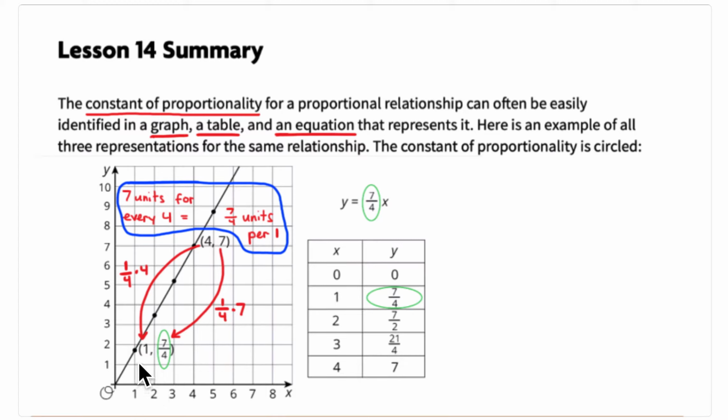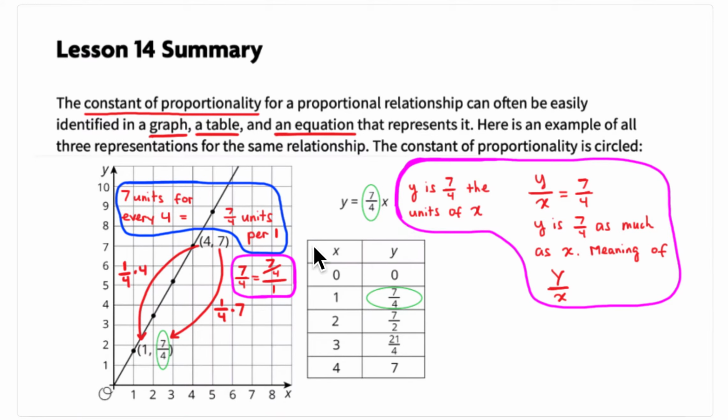And in this case, for every unit of x, you have 7/4 units of y. That's almost twice as much. 8/4 would be twice as much. 8 divided by 4 is 2. 7/4 means that you get more of the y units for every 1 unit of x, and almost twice as much, 7/4 as much.